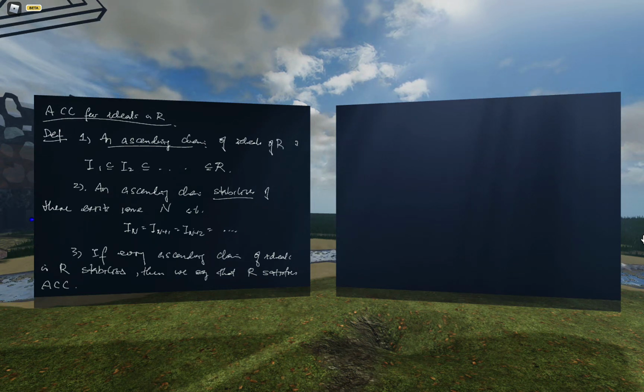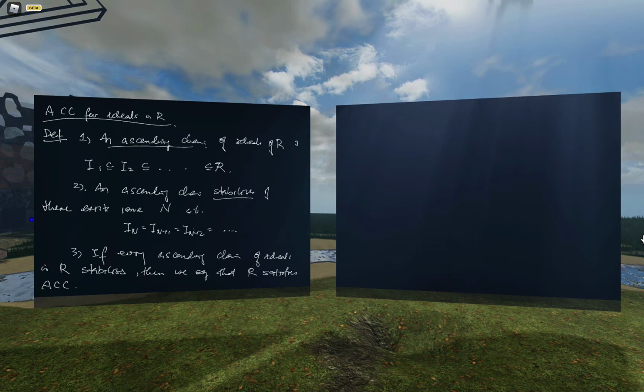We didn't use anything about polynomials here. We're just talking about ideals and equality of ideals, and that's it. So this is a pretty general kind of definition, and so this is kind of why.